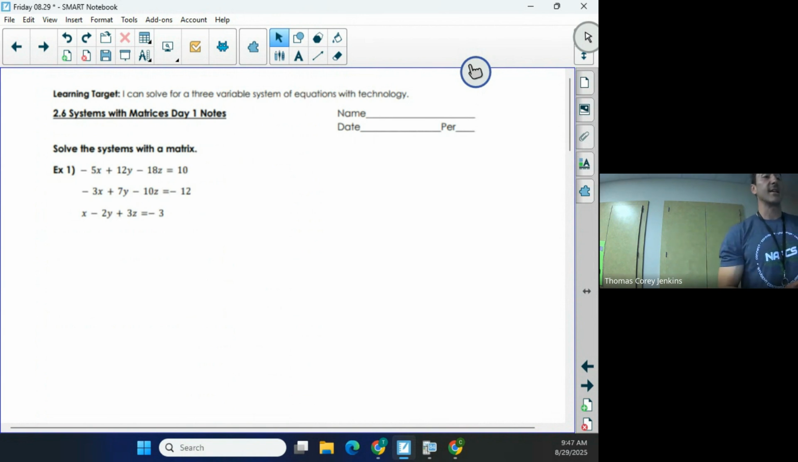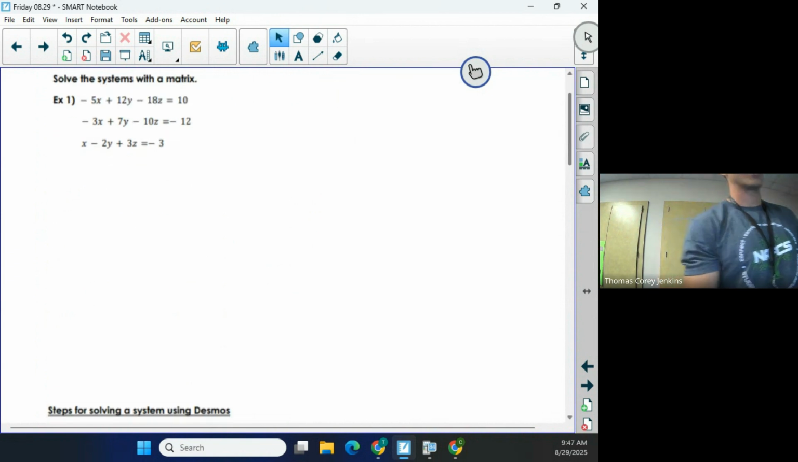Our learning target says I can solve a 3-variable system... let's try that one more time. I can solve a 3-variable system of equations with technology. So that technology is going to be Desmos. I also have old notes posted if you're interested in learning how to use your graphing calculator. It's a little bit more of a process, but Desmos should keep it pretty easy.